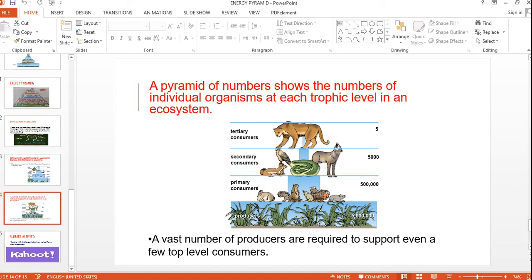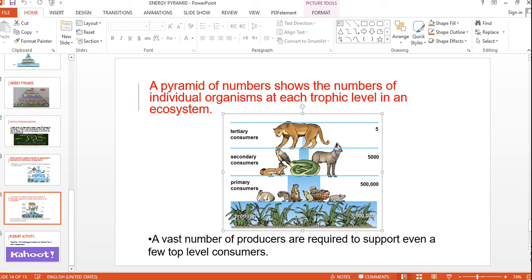You can look at the figures. At primary consumers, the number of individuals, I guess, is 500,000. And for the secondary consumers, like the snake, the bird and the fox, the total number is 5,000. And for the tertiary consumers, we have only 5. So the pyramid of numbers simply shows us the number of individual organisms in a given ecosystem or food chain, but better we say in a given ecosystem.